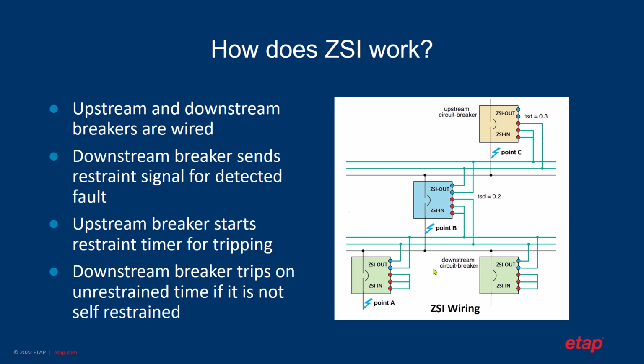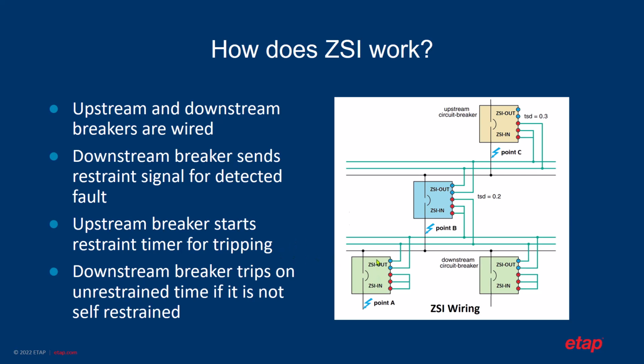Next, when a fault happens at point A, if this breaker detects the fault, it will issue a restraint signal, and this restraint signal is sent to the connected breaker, which is the upstream blue one. Once the blue breaker receives this restraint signal, it will start a restraint timer for tripping, so it's adding an additional delay on top of its trip.